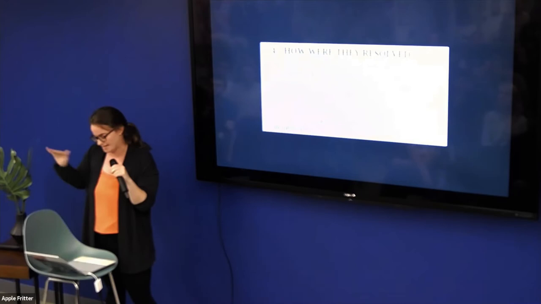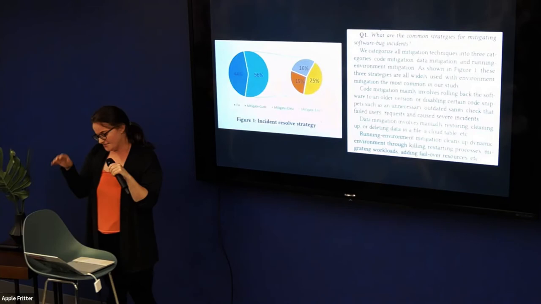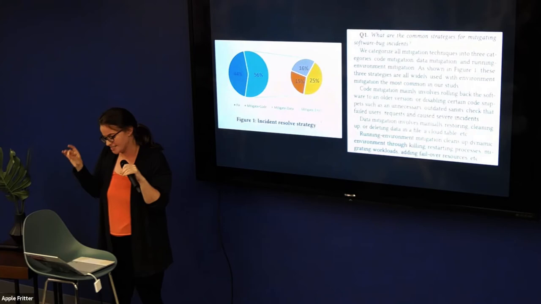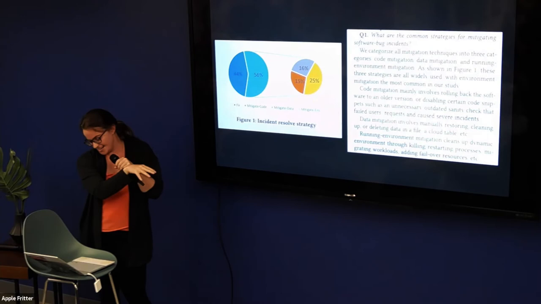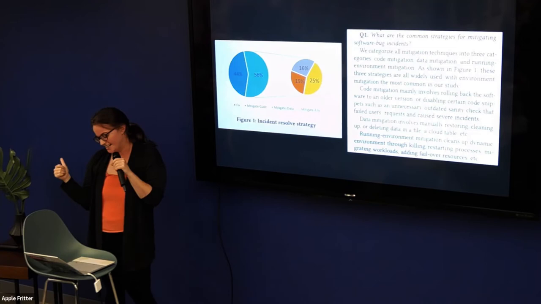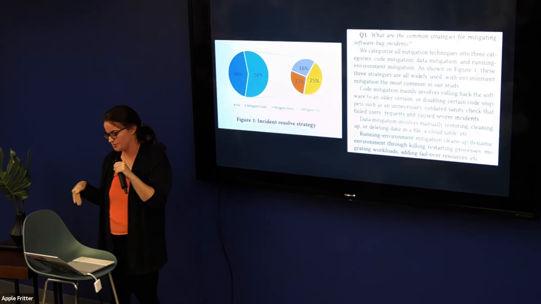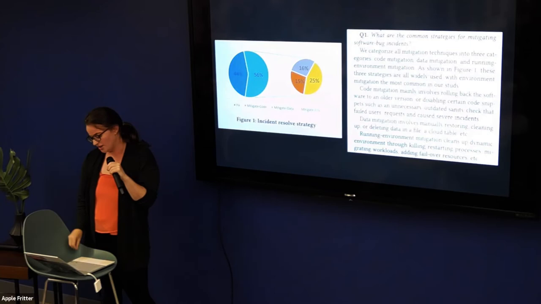So they took all this data and answered various questions on it. The first one was, what are the common strategies for mitigating software bug incidents? If we take a look at this chart, 44% are just fix it. And then mitigate the code, mitigate the data, and mitigate the environment. Data mitigation, you have to manually restore, clean, and delete either the file or whatever is messed up. So a lot of this requires manual intervention.